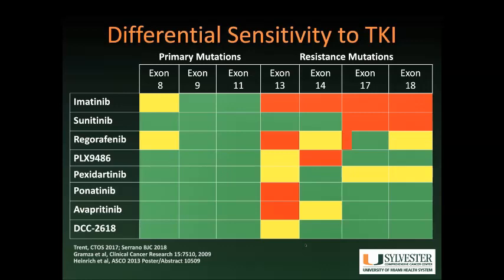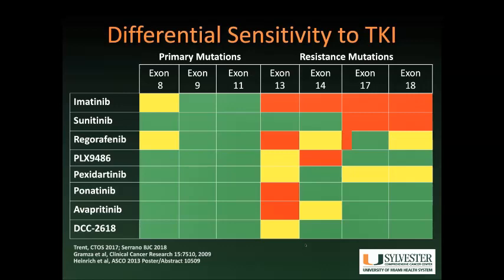If it's an exon 17 secondary mutation, Avapritinib and DCC 2618 or Ripretinib should be effective at exon 17 mutations. At exon 13, we're not quite sure yet. So that's an active question in clinical trials. We don't really fully know all that information. Hopefully, the ongoing phase 3 trials will accrue patients, and we can answer that question.